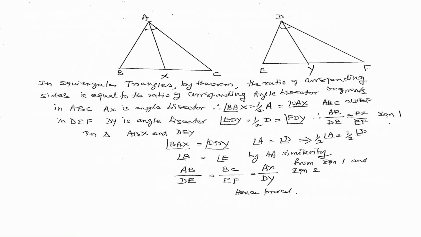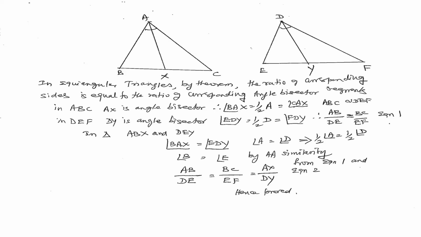In equiangular triangles by theorem, the ratio of corresponding sides is equal to the ratio of corresponding angle bisector segments. In ABC, AX is an angle bisector. So, BAX is equal to half A is equal to CAX. ABC is similar to DEF. In DEF, DY is angle bisector. EDY is equal to half angle D is equal to FDY. AB by DE is equal to BC by EF by equation 1.